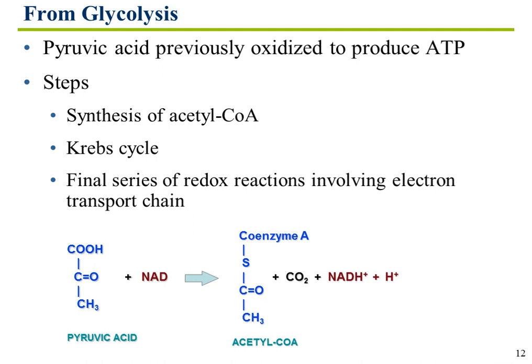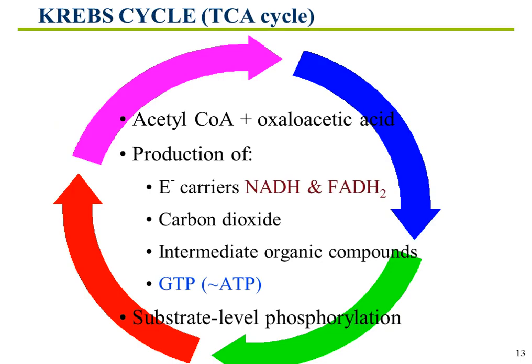Now, one last point. Remember, in glycolysis, we split a glucose into 2 pyruvic acids. So we're really going to do this twice. We're going to do this to each pyruvic acid. We end up with 2 acetyl coenzyme A's.